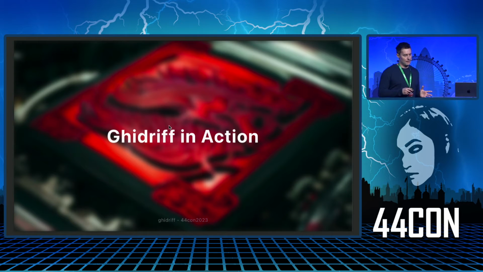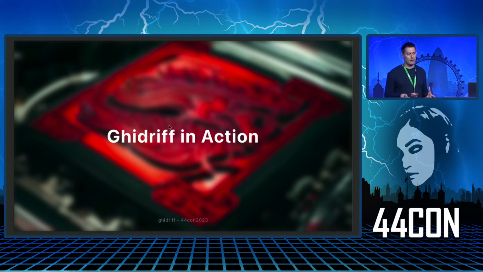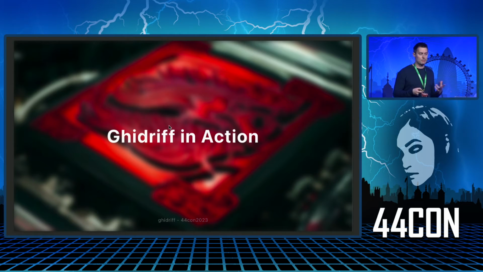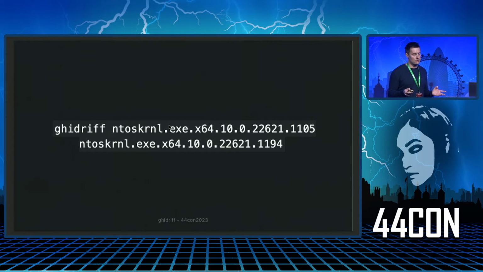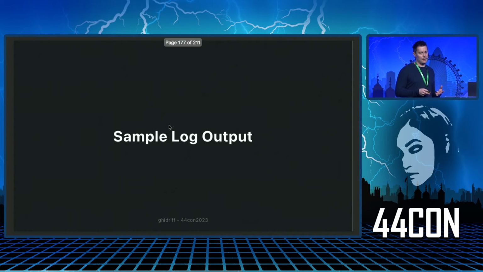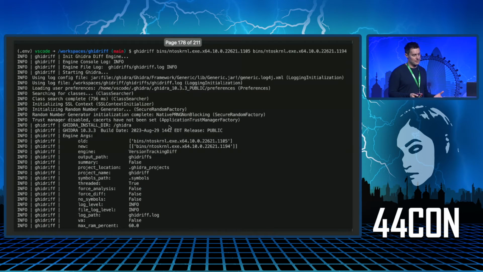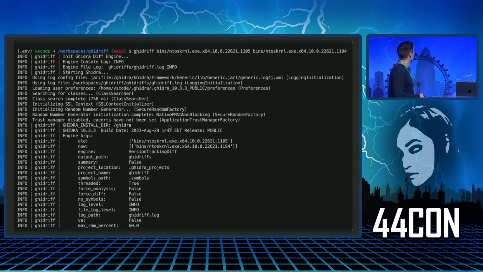We know what some of its features are. Let's look at how you can use Ghidra to do some vulnerability research or some root cause analysis. So if you just wanted to diff an entire kernel, you just grab the two versions of the kernel, run ghidriff, and it would give you quite a bit of output. Now, again, you can't see this from where you are, but I'll try to summarize what it's doing.